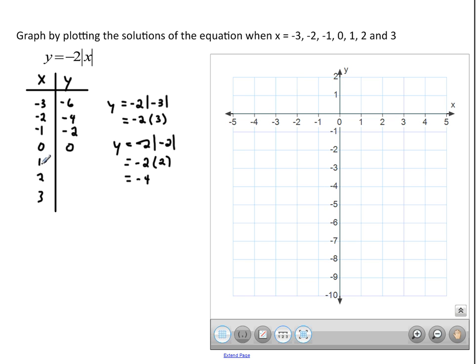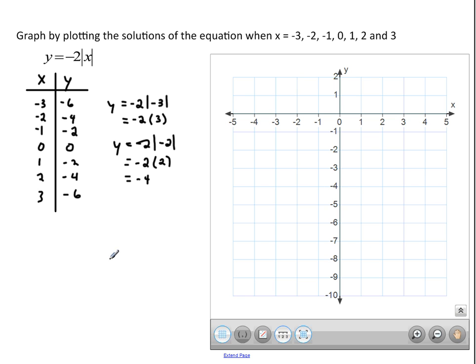Working our way down the line, if you put in +1 for x, we get -2 this time. You put in 2, you get -4. This is beginning to look familiar. 3, the absolute value of 3 is itself, times -2 is -6. Sure enough, it's just sort of a repeat of the pattern on the other side. Very interesting.